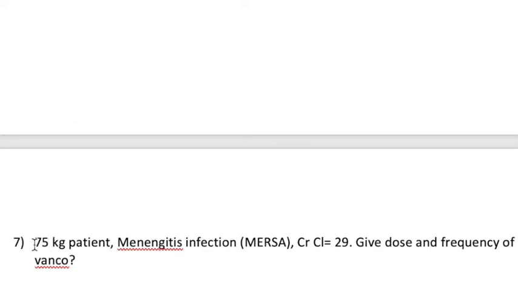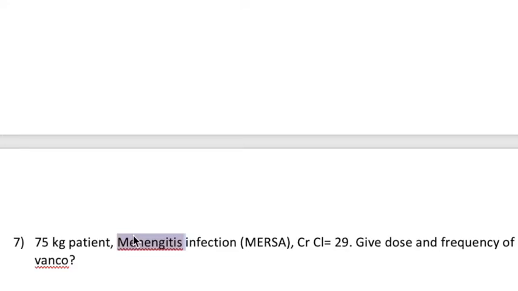Next question. Let's say you have a 76 kilogram patient. He has meningitis, and his creatinine clearance is 29. They want you to know for vancomycin what dose and frequency you give him. Okay, let's break it down. Pause, come back. All right. He has meningitis, so it's a severe infection.